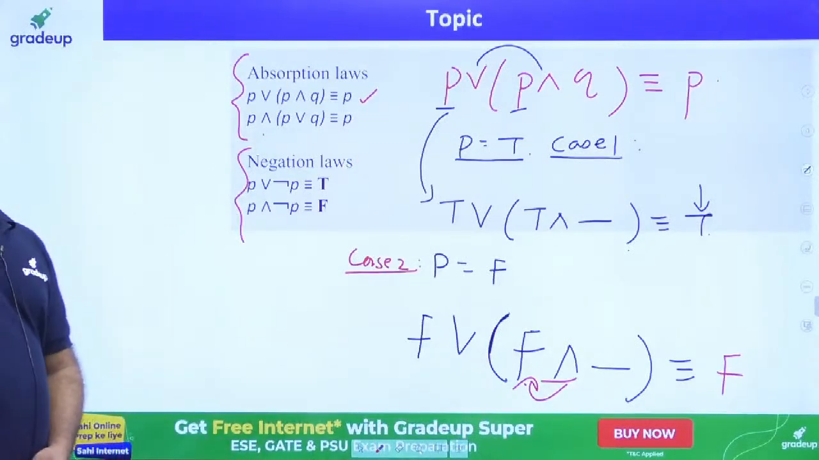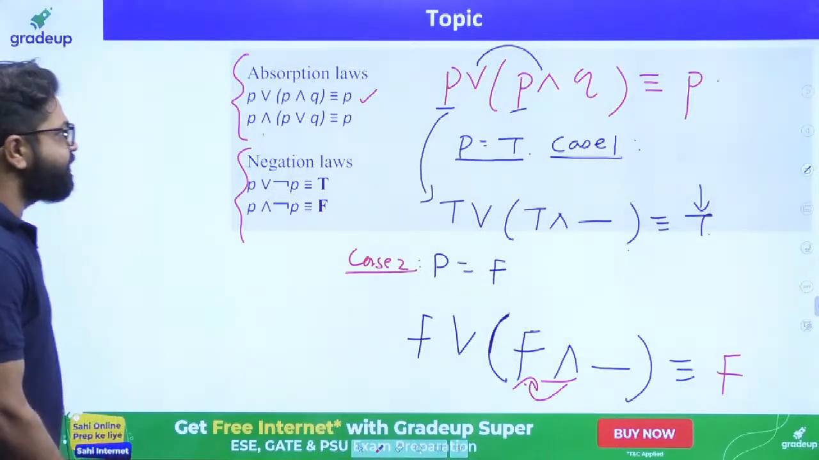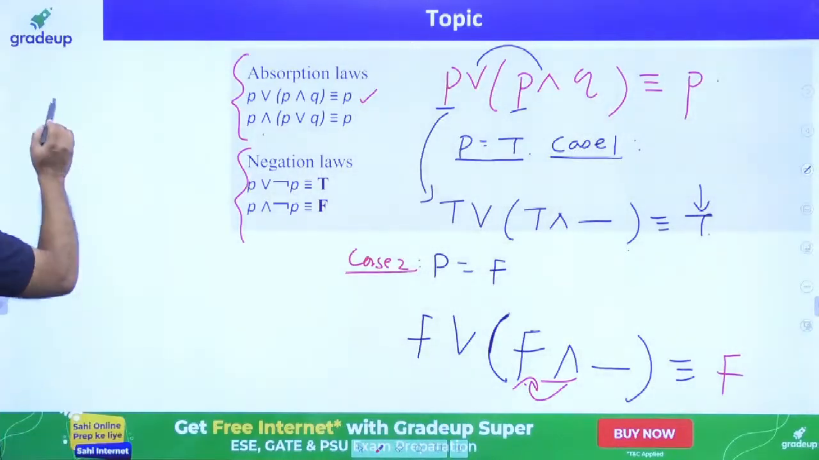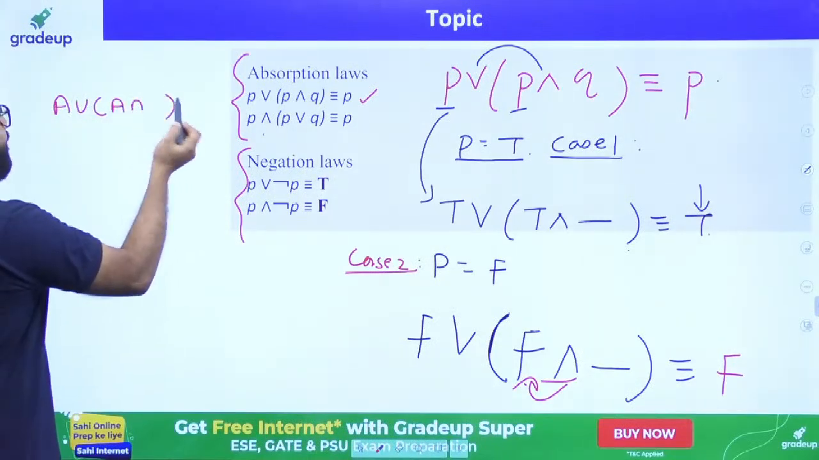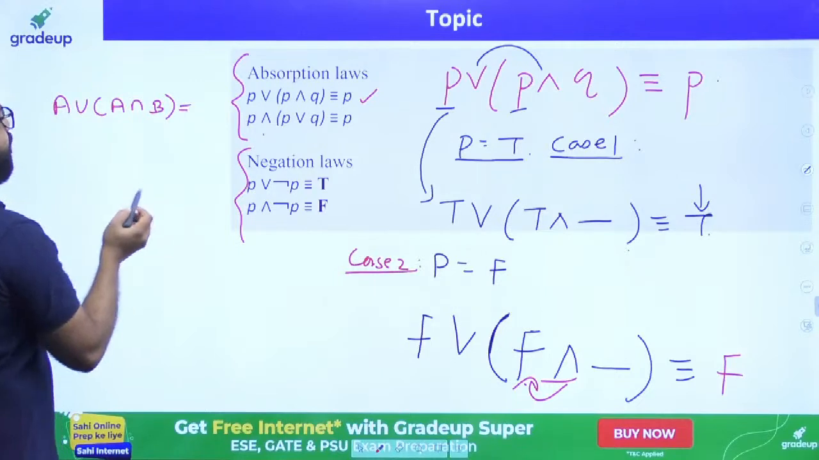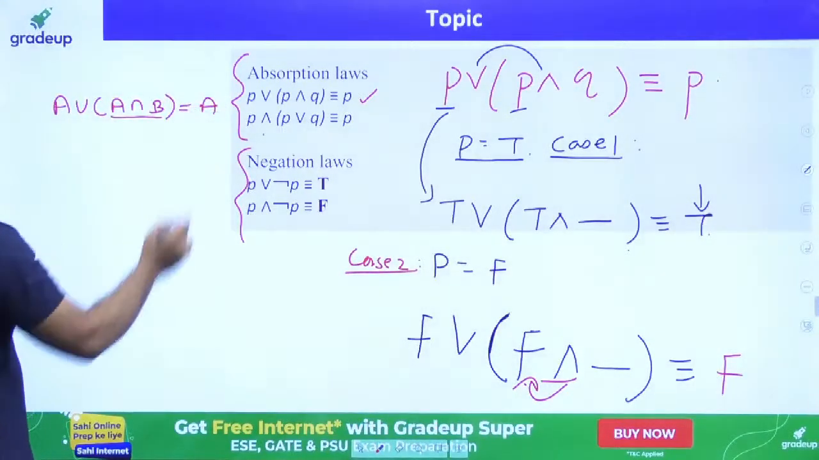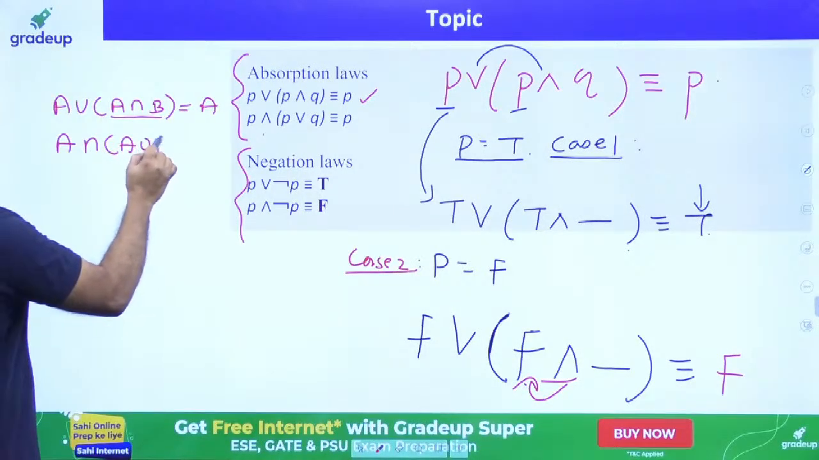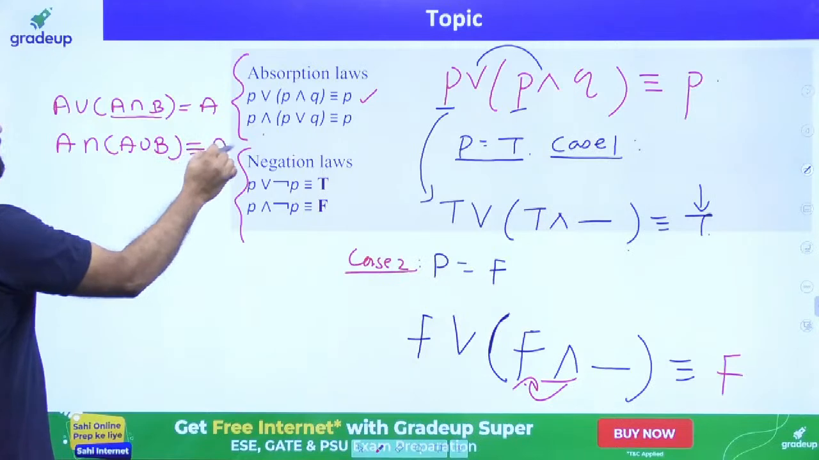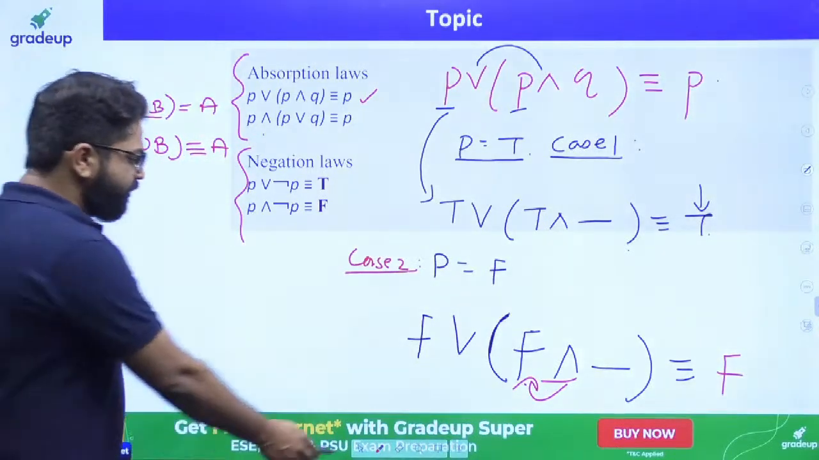Absorption law you can also solve with the help of the set theory concept, as I have already explained. Here you get A union (A intersection B), let's consider B. Now A intersection B gives the middle part, and A union that gives the answer A. And here if I write A intersection (A union B), still you will get the answer A. So you can also solve with the help of the set theory concept, and no problem with that.